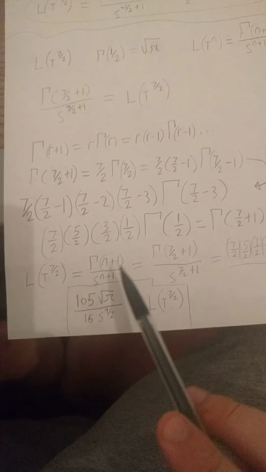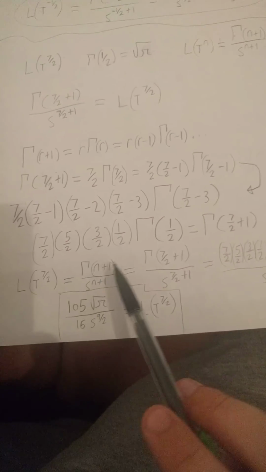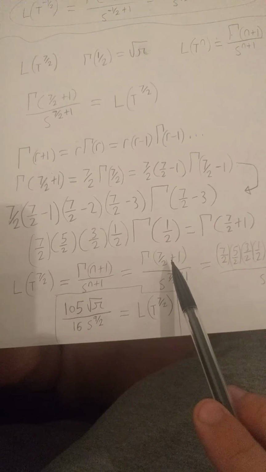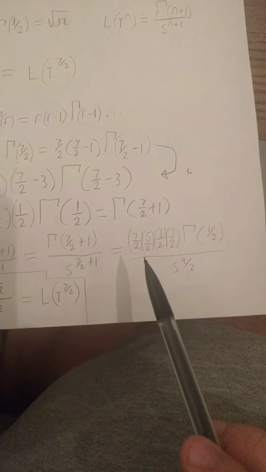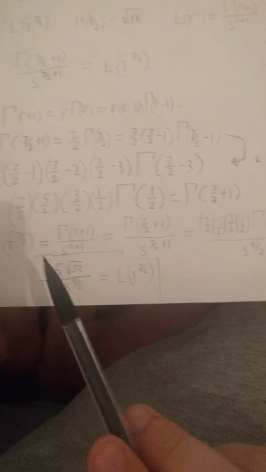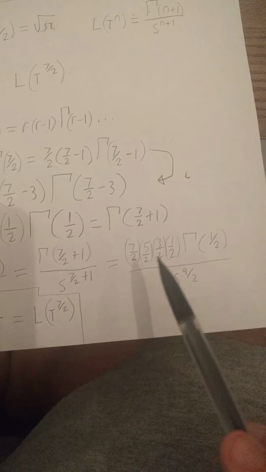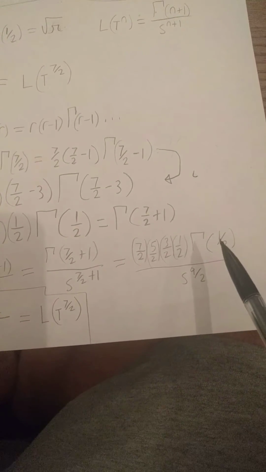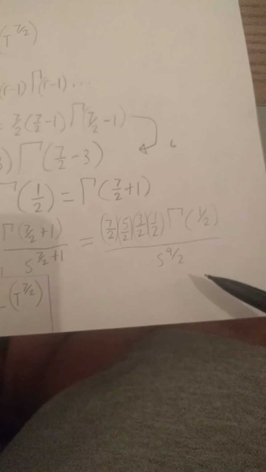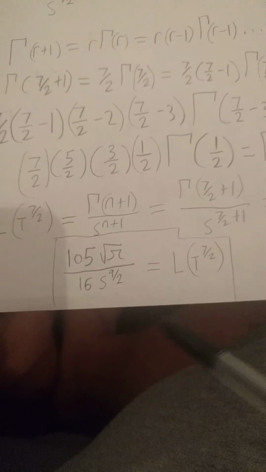We can then plug this new value in for our Laplacian. So since we know this in terms of things that we know now, we can just write out that the Laplacian of t to the power of 7 over 2 is equal to all these numbers times each other times the gamma of 1/2. Gamma 1/2 is given right up here, over s to the power of 9 over 2. And then when you solve all that out, it's just going to be this.